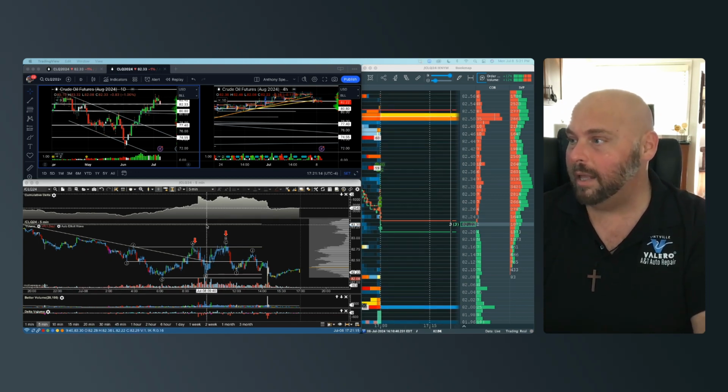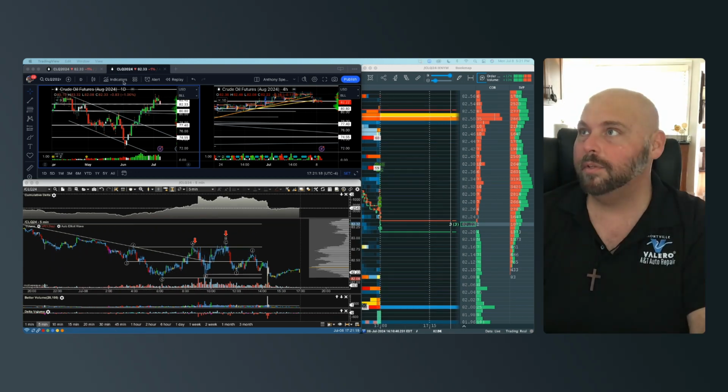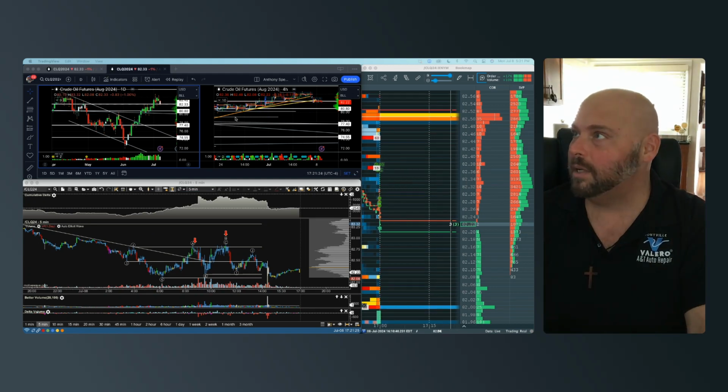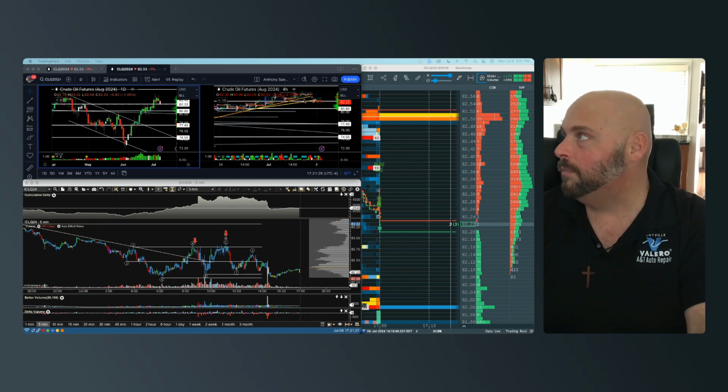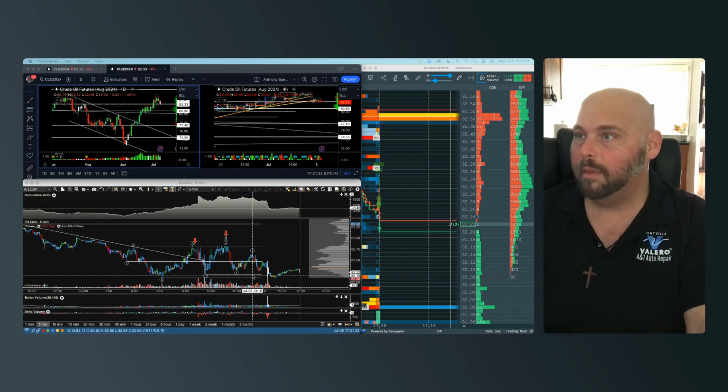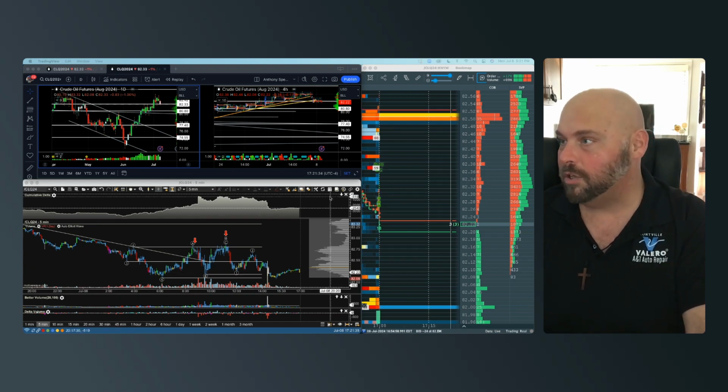Just to give you an outline of what's on the screen here, top left is going to be a daily chart, light sweet crude. The second chart, just off to the right of that, is going to be a 4-hour chart. Off to the right completely is going to be a liquidity map, also known as the book map. And this is the professional screen that I use to do analysis.